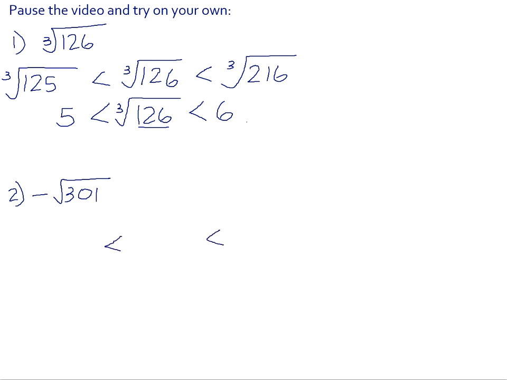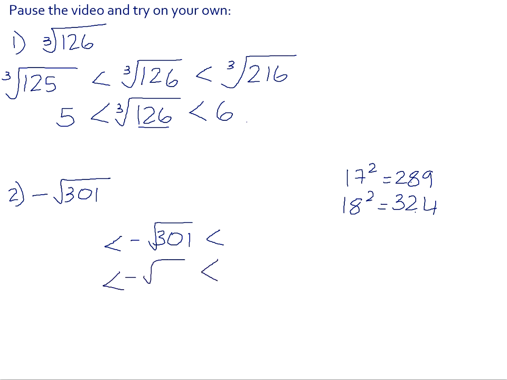So we want to see which square root that lies in between. All right, your perfect squares, and you might need a table of squares to help you with this one, or a calculator if you don't know your perfect squares up to 20. If you start listing your perfect squares, 17 squared is equal to 289, and 18 squared is equal to 324. So 301 lies in between 289 and 324.